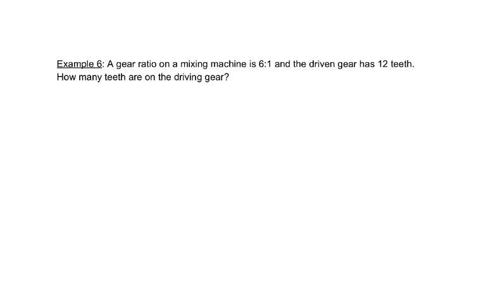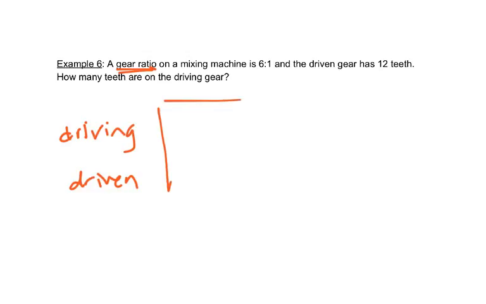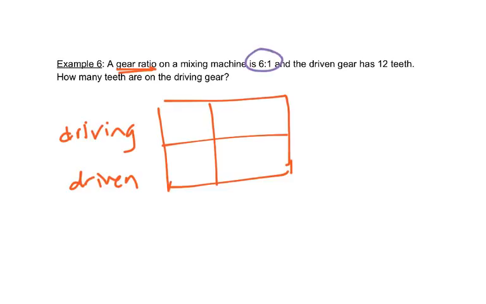So now let's look at how this works in a word problem. First of all, this problem talks about a gear ratio. We know that a gear ratio is the driving gear to the driven gear. So let's start by putting that out here in front, and then we're going to make a box. It tells us that on a mixing machine the ratio is 6 to 1. Okay, so that order tells us that the driving gear is 6 and the driven gear is 1.